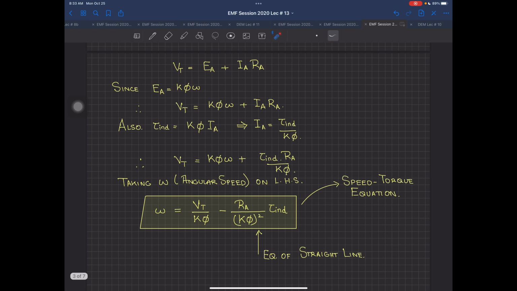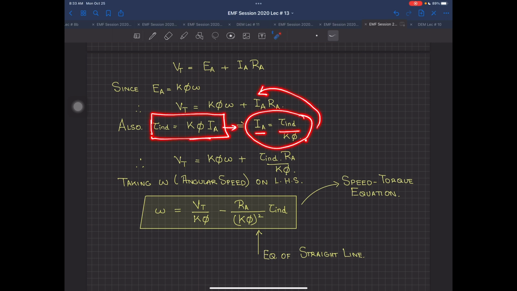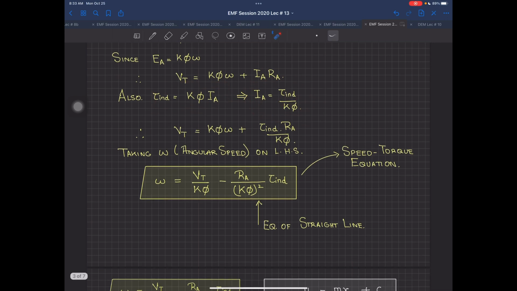And now one another supposition over here, because Ia is the current, and we know if more current is there, more torque is there. So what equation am I going to put? Since torque is equal to K phi Ia, from this relation I am taking Ia equal to torque induced divided by K phi. Putting this in place of Ia, my equation now becomes Vt equal to K phi omega plus torque induced into Ra divided by K phi.